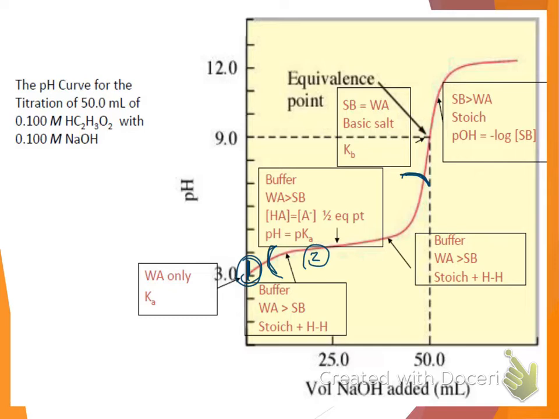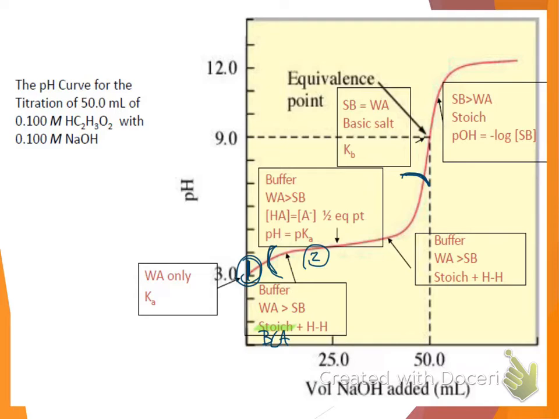Anywhere in that buffer region, we're going to have a buffer. How do we calculate the pH of a buffer? We use our Henderson-Hasselbalch equation, pH equals pKa plus the log of base over acid. But we need to figure out how much base versus how much acid we have to use that, so we're going to have to do stoichiometry first. That's going to be in the form of our BCA table again. Once we find our concentrations of weak acid and conjugate, we can plug that into Henderson-Hasselbalch.